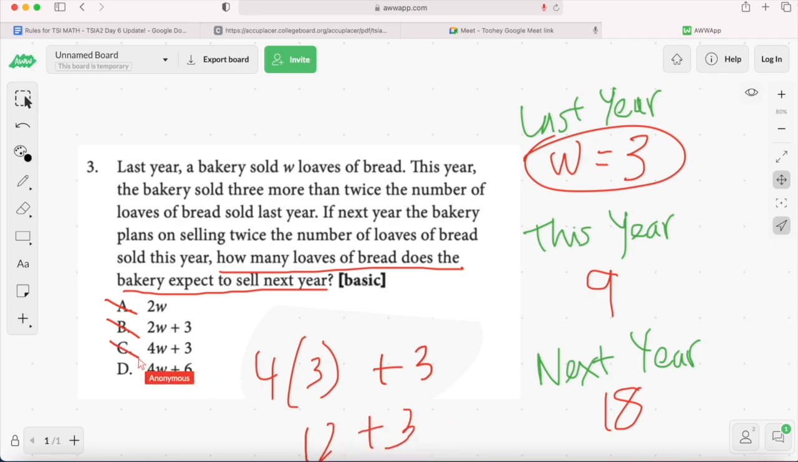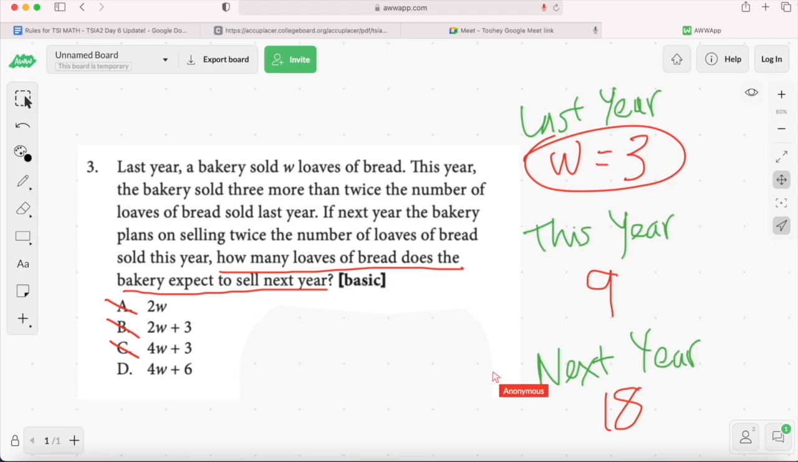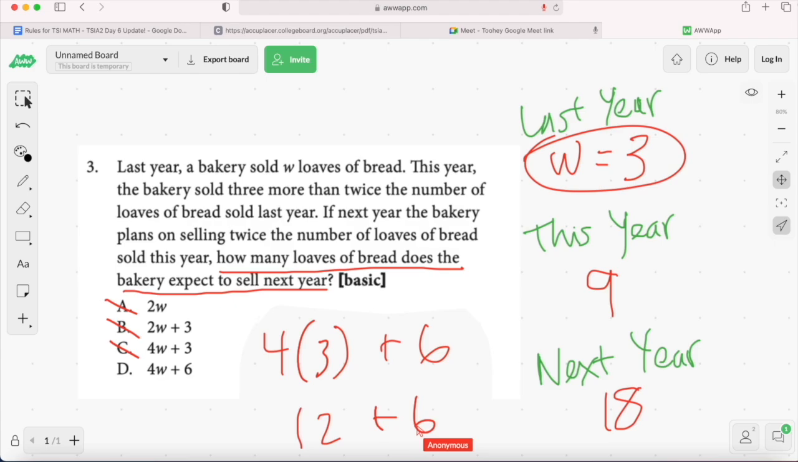I sure hope D works. Does D give us 18? Yes, it does. Heck yeah. 4 times 3 is 12, plus 6, that sure is 18. We can confirm it. The answer is D. Any questions about that, Francisco? No. Okay.